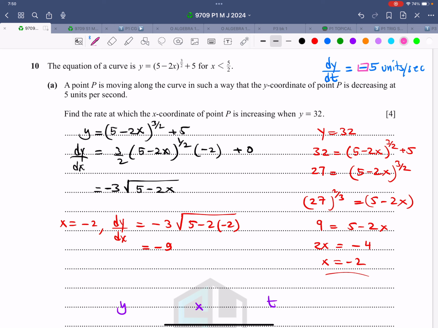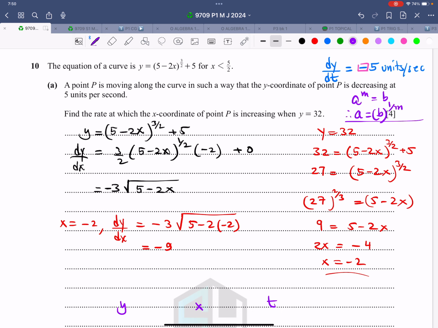Now it says find the rate at which x coordinate of P is increasing. That means this answer will come out to be positive when y is 32. So now what I've done is that y is equal to 32. I plug it in over here. I simplify. This power is 3/2. When I remove this power, basically we raise it to its reciprocal. This is a very important rule which people forget. If a power m is equal to b, therefore a is b raised to power of 1/m.